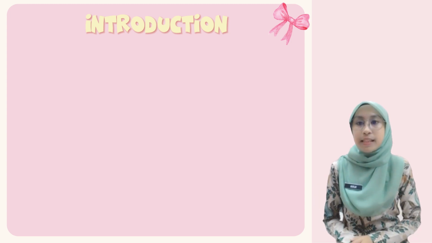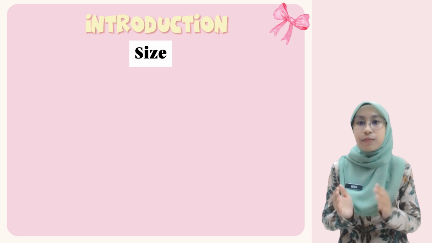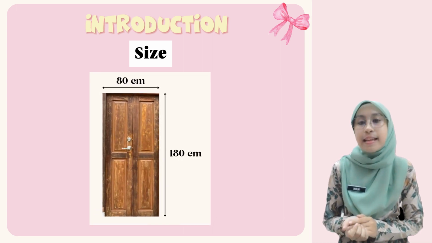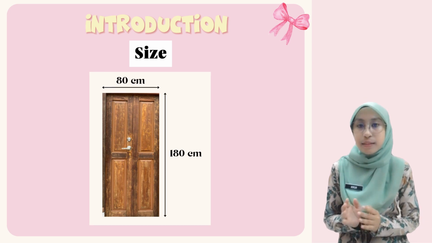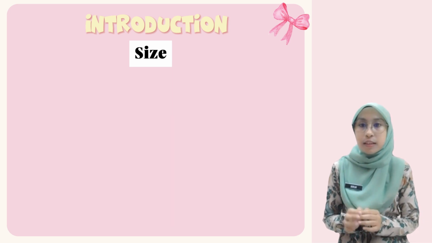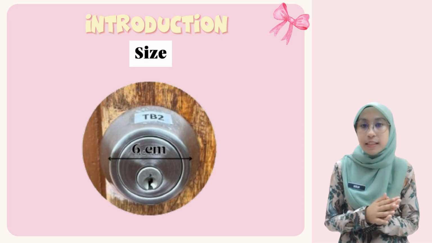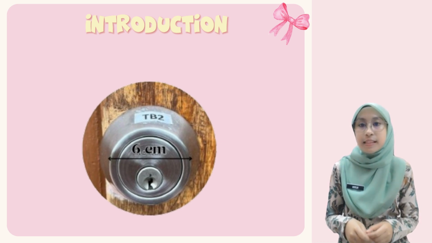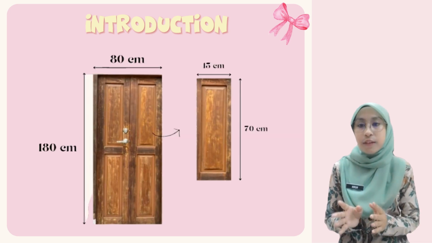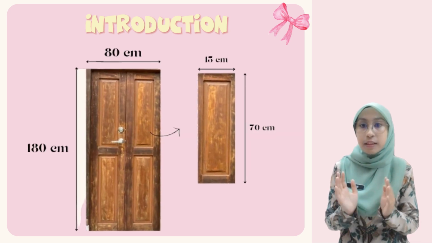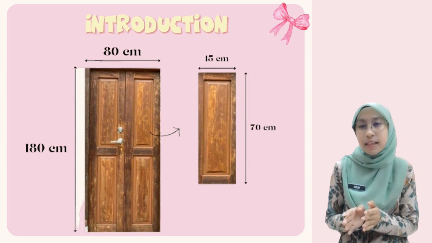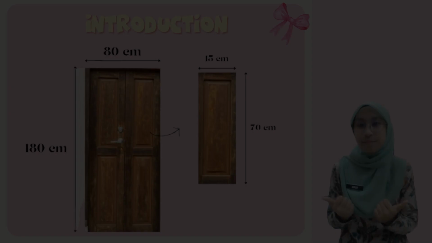Last, for the size, the overall size of the door is 80 cm for the length and 180 cm for the height. The size of the bowl lock itself, which has two circles on it, the bigger circle is 6 cm in diameter. It also has its own motif that is rectangular in shape with a length of 50 cm and 17 cm for the height.